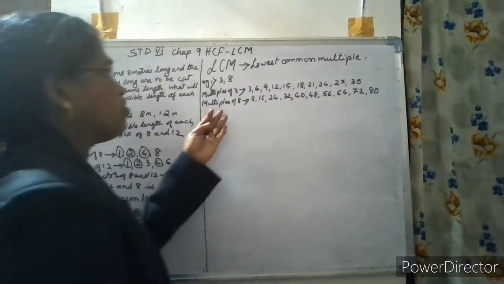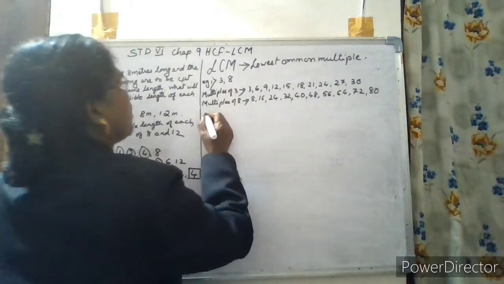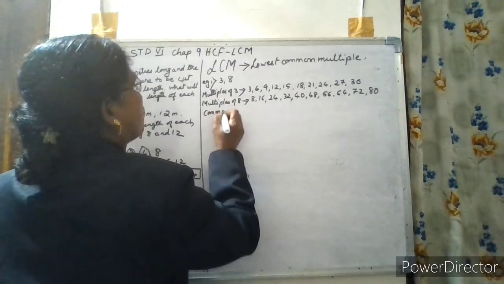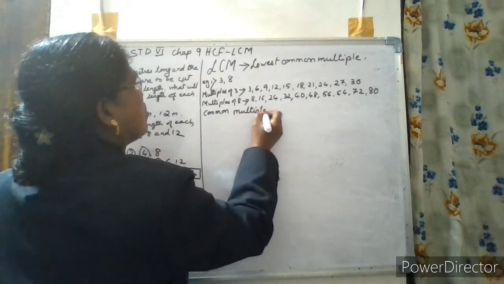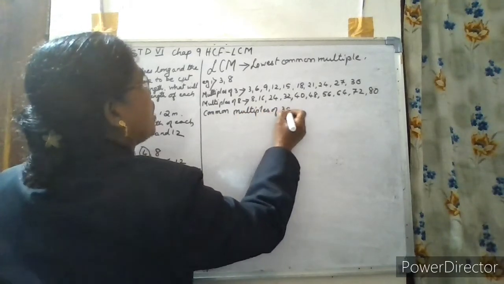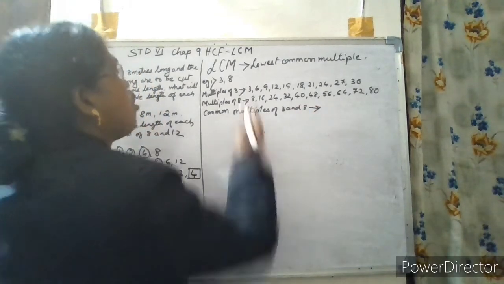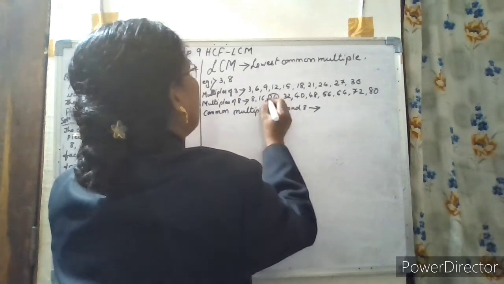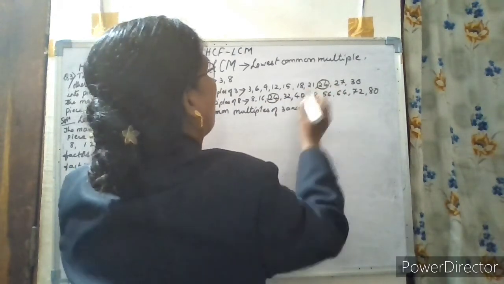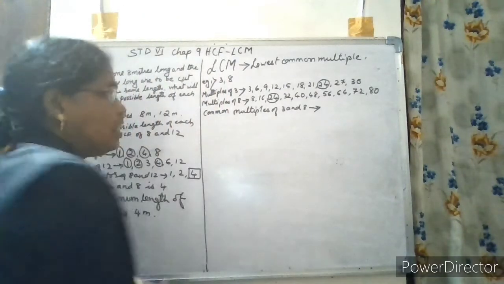So here, as we have found out the HCF, the highest common factor, we also have to find out common multiples. So find common multiples of 3 and 8. Here, which are the common numbers you have to see. This 24 is common. Any other common? No. So the least one, what is LCM telling you?